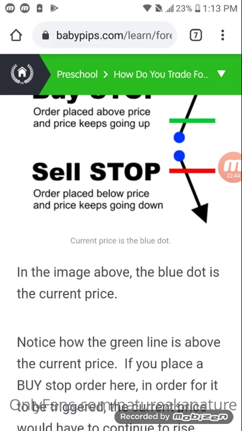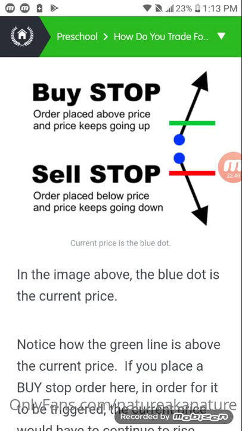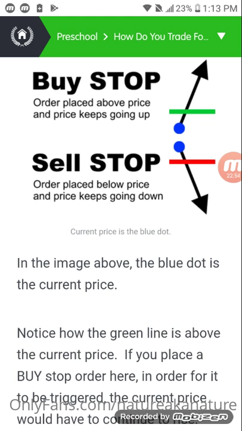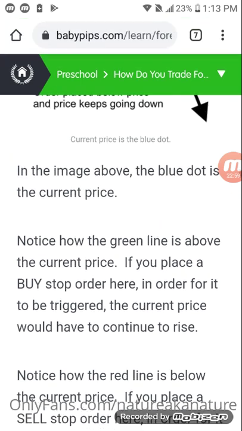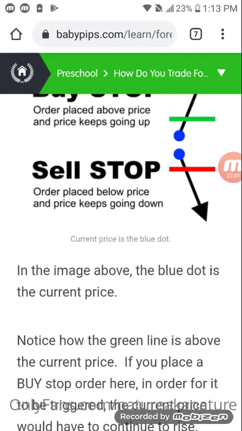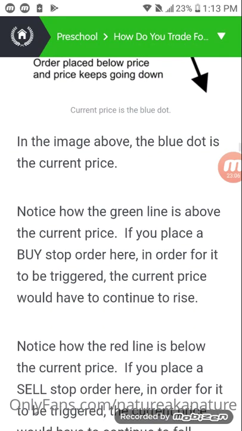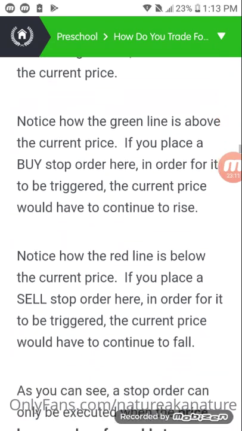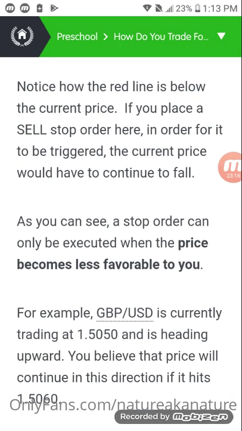Notice how the green line is above the current price. If you place a buy stop order here, in order for it to be triggered, the current price will have to continue to rise to the green line. Same thing for the sell. Notice how the red line is below the current price. This is the current price, the blue dot, and the sell stop is below that. In order for this to be triggered, the current price will have to continue to fall. So as you can see, stop orders can be executed when price becomes less favorable to you.